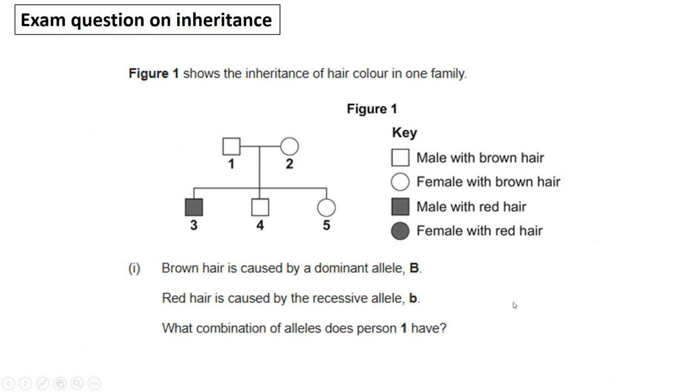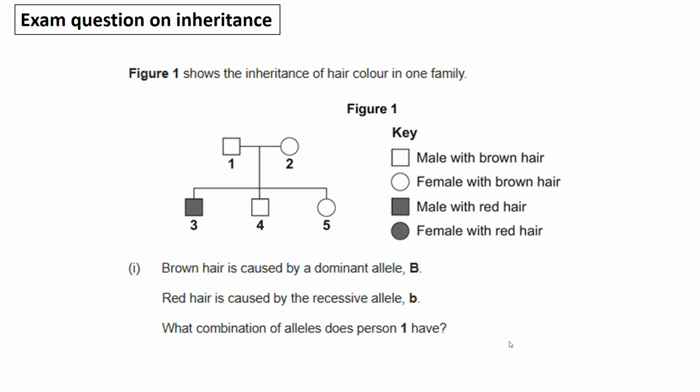So here's an example where these keywords are really important to understand in an exam question. This incorporates a family tree, and it says figure 1 shows the inheritance of hair colour in one family. It gives you a key: the squares are males. If it's a coloured square, it means red hair, and a non-coloured square means brown hair. Females are represented by circles. It says brown hair is caused by a dominant allele B. Red hair is caused by the recessive allele b. And it asks, what combination of alleles does person 1 have?